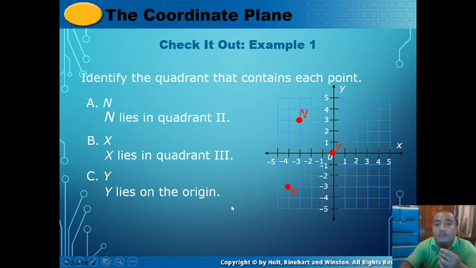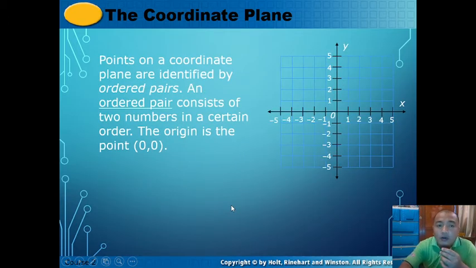Okay, that's so easy. Points on a coordinate plane are identified by ordered pairs. An ordered pair consists of 2 numbers in a certain order. The origin is the point (0, 0). Okay. This is what we call an ordered pair, (3, 2), open and close parenthesis. The 3 is called the x coordinate, units right or left from 0.